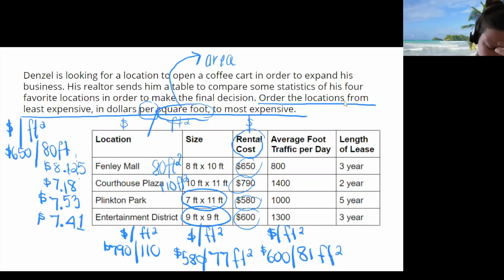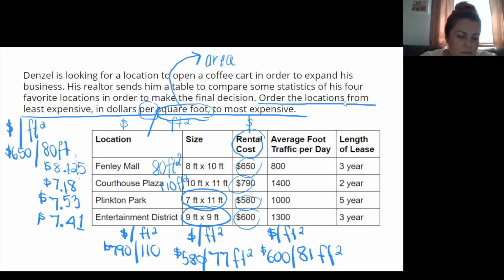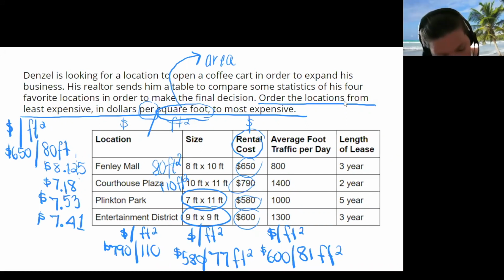Okie dokie, guys. So now we've got all the dollars per square foot numbers. Now we can order them from least expensive to most expensive. Which one is the least expensive? Courthouse Plaza. Yeah, the Courthouse Plaza. It didn't look like it until we computed it down to what we call a unit rate. The blank per blank is the unit rate.